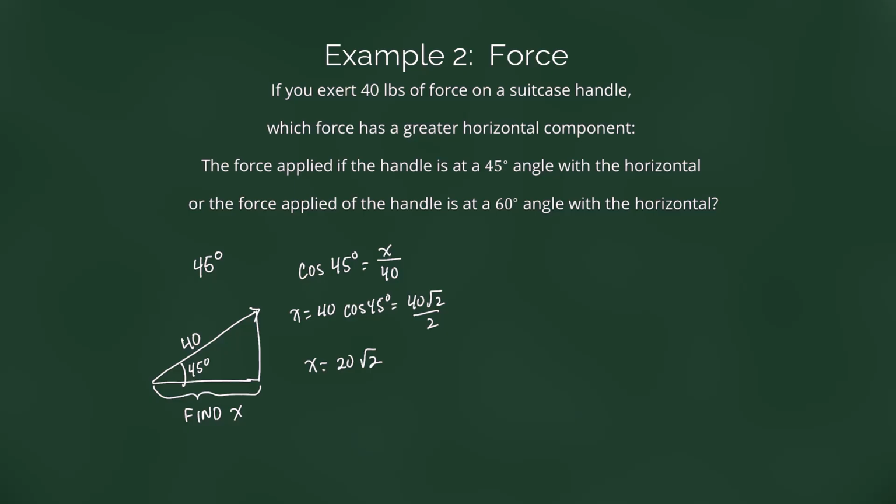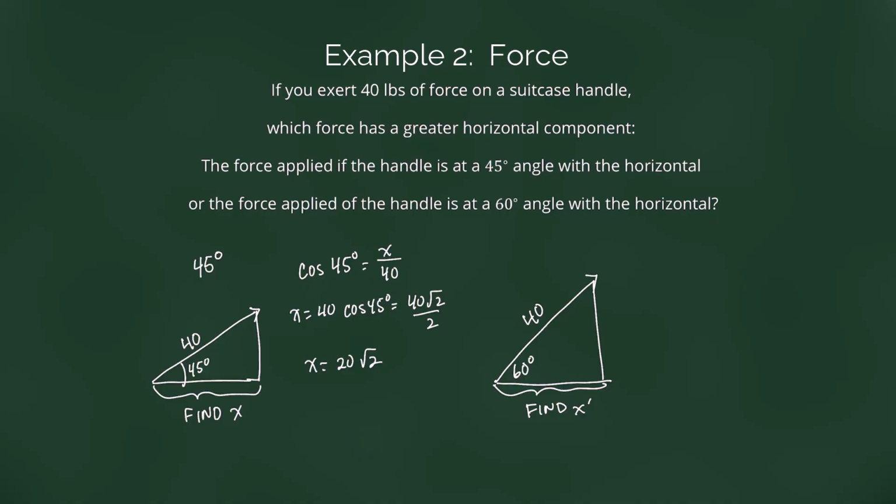On the other hand, for the 60-degree case, we have a picture that looks very similar. But now we have a 60-degree, steeper angle for our handle. We're still applying 40 pounds of force, so the magnitude of our force vector is still 40. We're still looking to find this component here. We'll call that x prime.